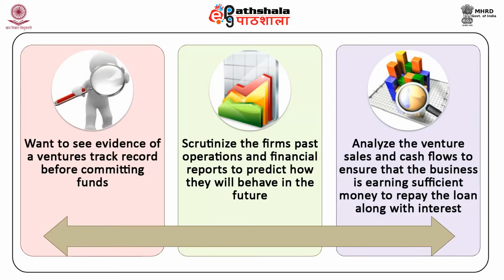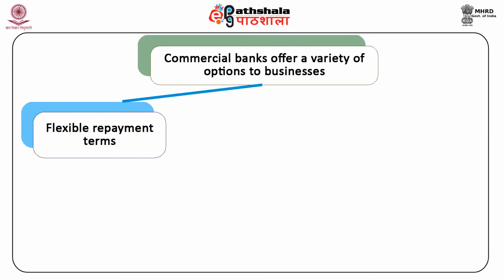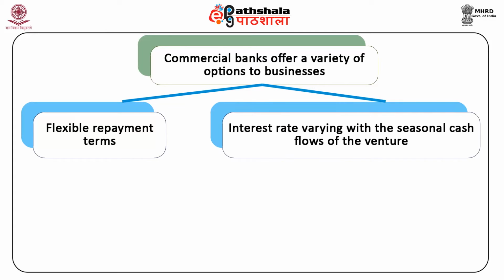They also analyze the venture's sales and cash flows to ensure that the business is earning sufficient money to repay the loan along with the interest. For businesses in the startup stage, apart from sufficient fund flows, they also look for assets as collateral. These days, commercial banks offer a variety of options to businesses such as flexible repayment terms, interest rates varying with seasonal cash flows of the ventures, etc. However, such options are limited to only established businesses.